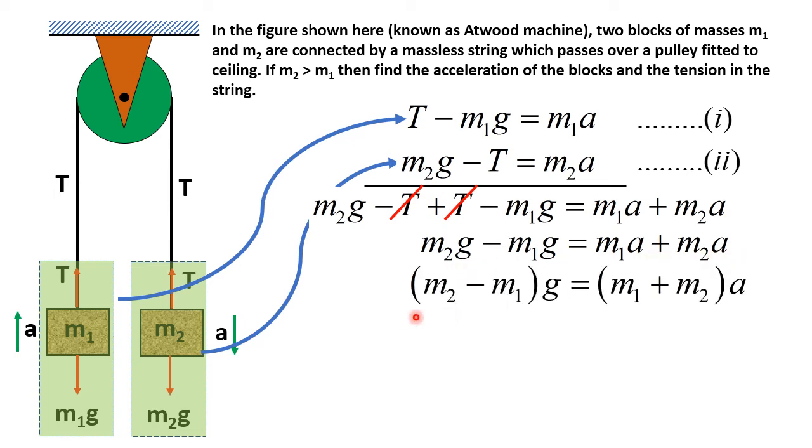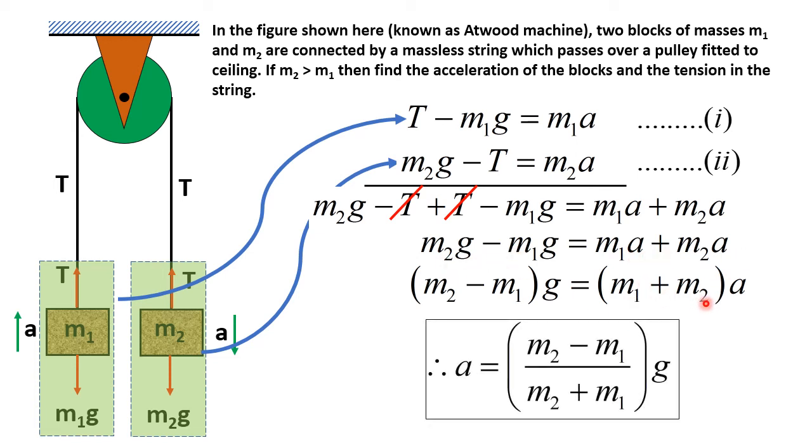Take G common, we get M2 minus M1. Take A common, we get M1 plus M2. Then by rearrangement, acceleration A is equal to M2 minus M1 divided by M2 plus M1, the whole thing multiplied by G. This is a very important result and must be remembered. It can be remembered like this: difference of masses divided by sum of masses multiplied by G is the acceleration of the blocks.